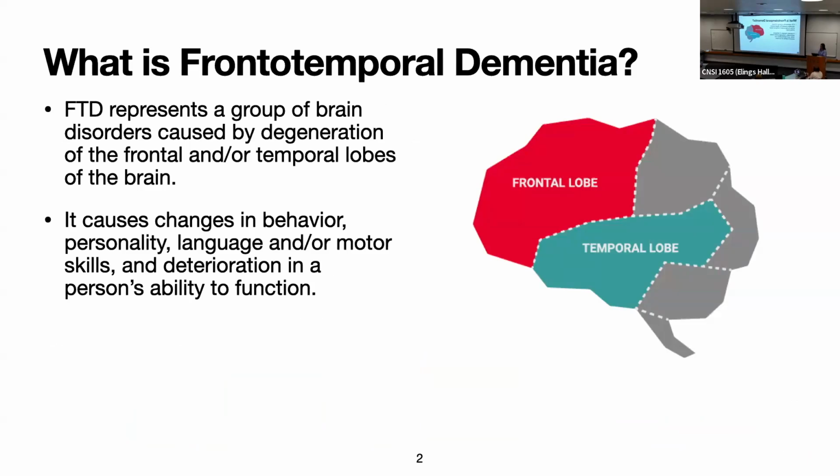FTD represents a group of brain disorders caused by degeneration of the frontal and/or temporal lobes of the brain, as illustrated here. It causes changes in behavior, personality, language and/or motor skills, and then deterioration in a person's ability to function. And we don't currently have any prognostic biomarkers for FTD, so there is no cure, similar to Alzheimer's.